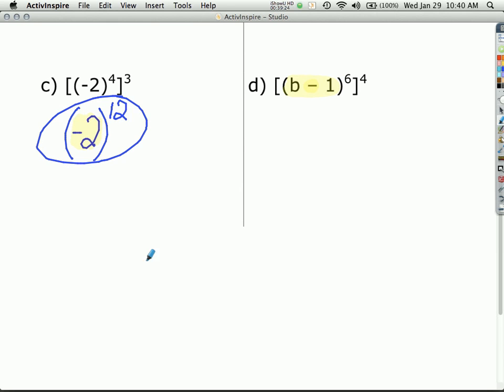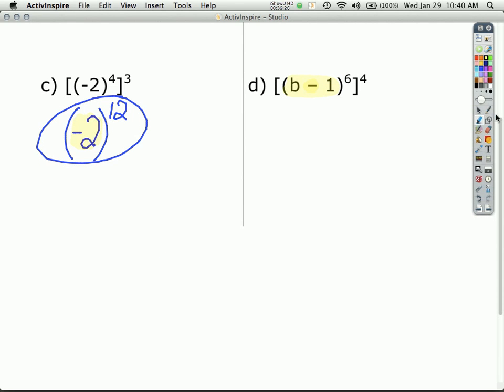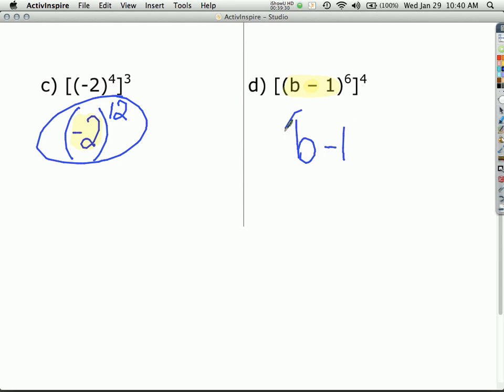So if you notice, the base here is in parentheses. So if we keep this base together like this, the base is b minus 1. Now just deal with the exponents. So what will the exponent be to simplify this? Elisa? 24. Yeah, it's 24. 6 times 4 is 24.